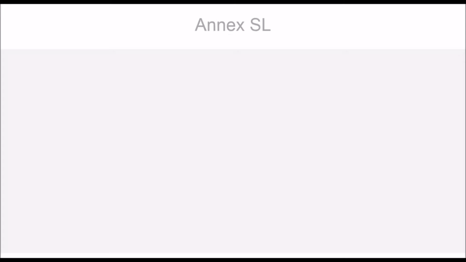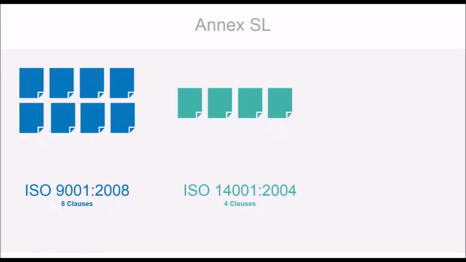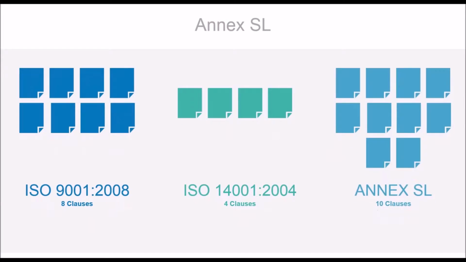The biggest change is that there is now one high-level structure for all new management system standards. Previously, ISO 9001 had 8 clauses. ISO 14001 had 4. Now both will have 10 clauses. Some of the old clauses have kept their content, but have simply changed their titles. We also have a couple of new clauses, along with some changes to existing ones.